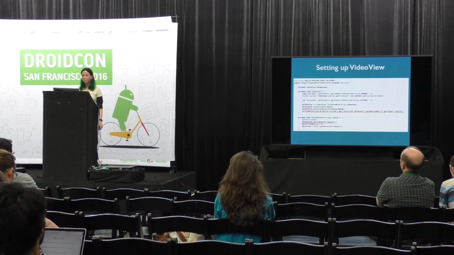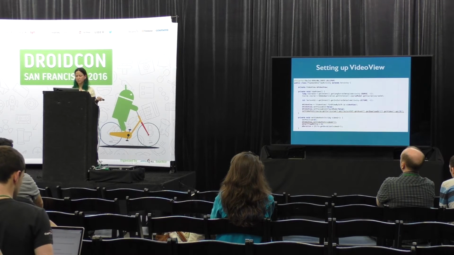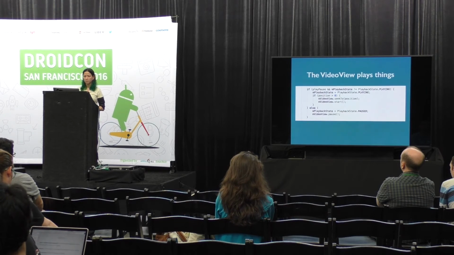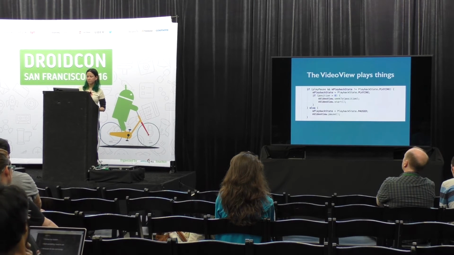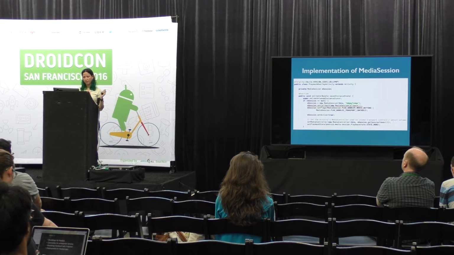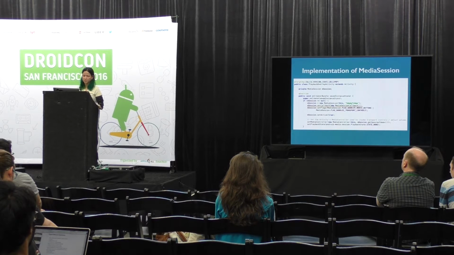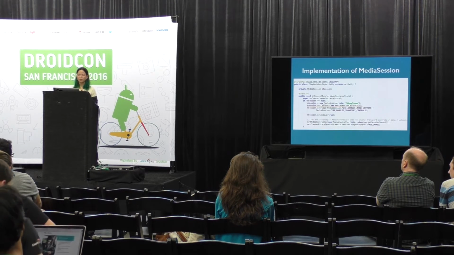So this is the basic setup of the video view. It's just a matter of putting the video path in there. And the video path is coming from Udemy's model. There wasn't a lot of work to do here. And the video view is the thing that plays, pauses, and seeks. And in order to handle the media buttons, I had to create a media session. And that media session contains the callback methods that I use to activate when the user clicks on remote control buttons.